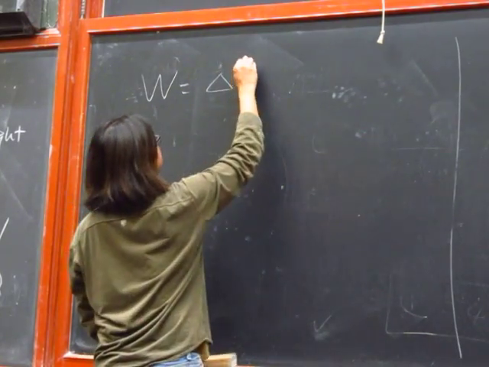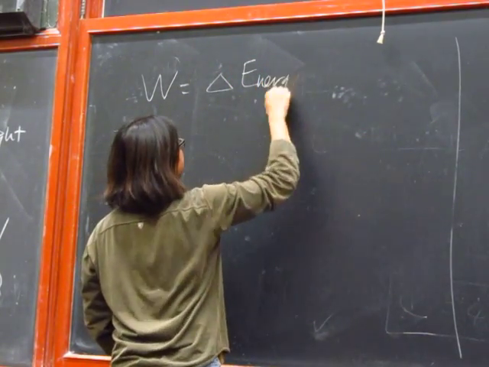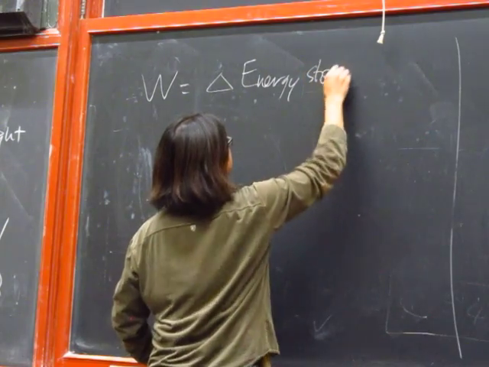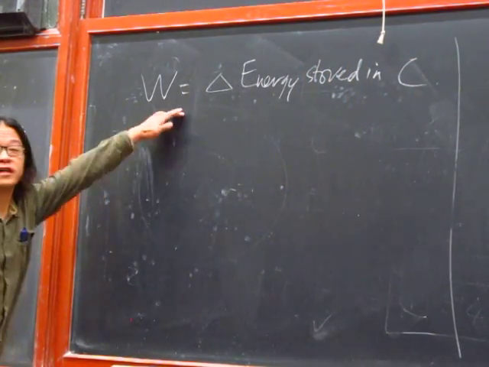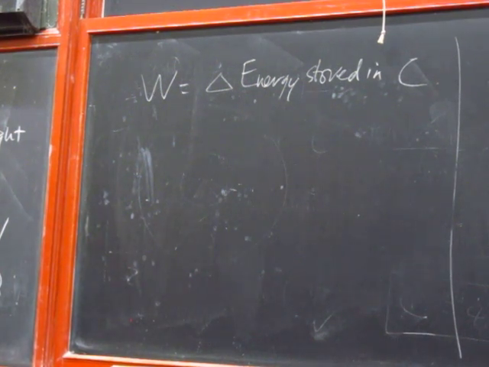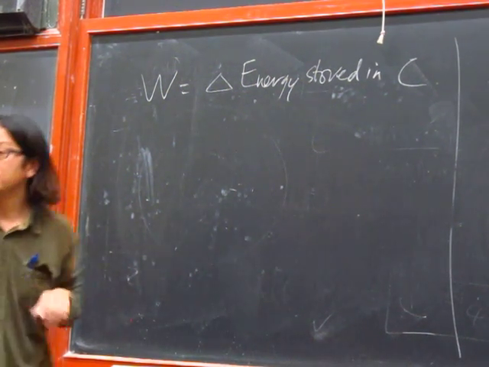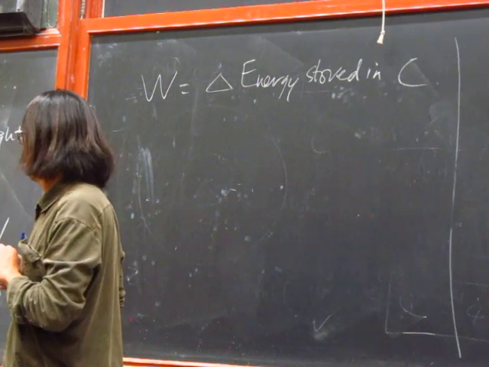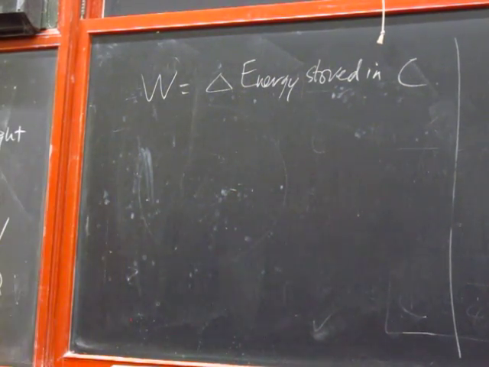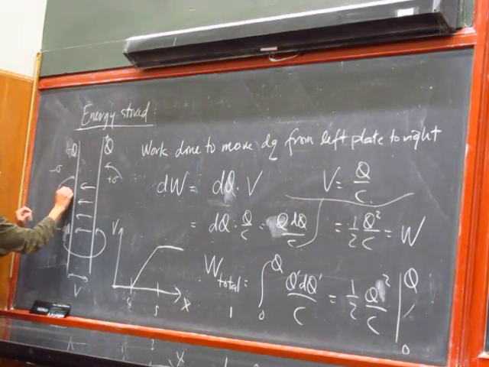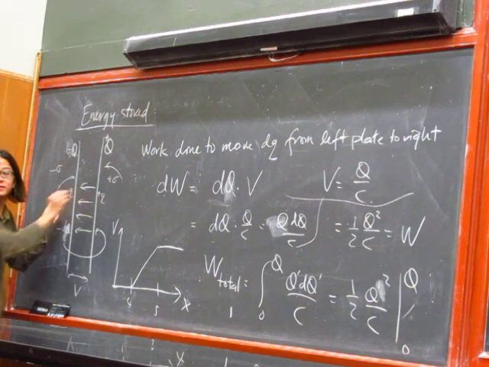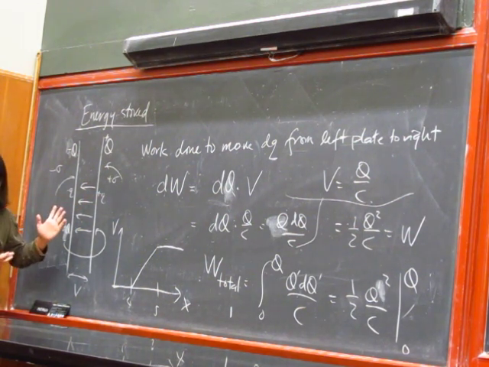Work done is equal to the change in energy stored in C. But you're starting with 0, right? Your starting point is 0. Why is the work done positive? Because, suppose you already have minus q here and plus q here, so you're halfway in the process.